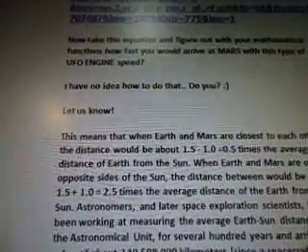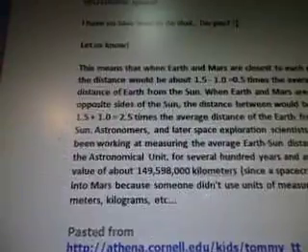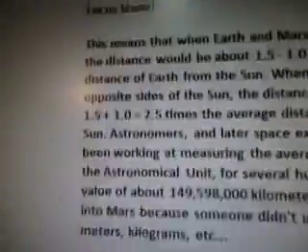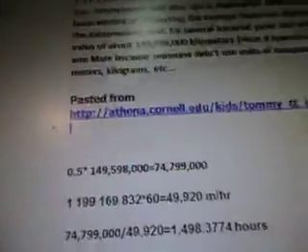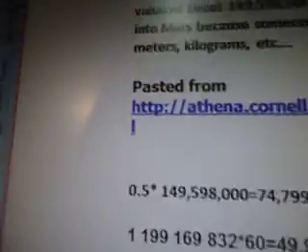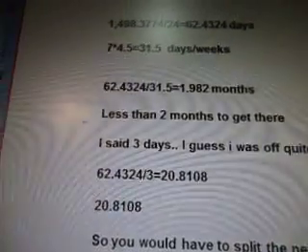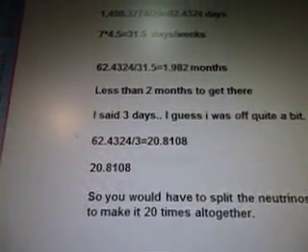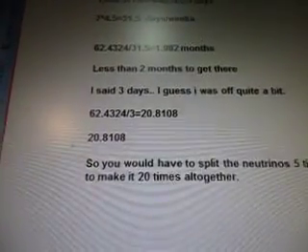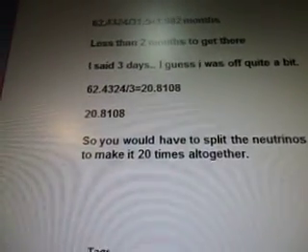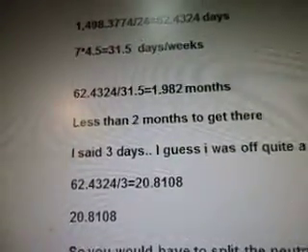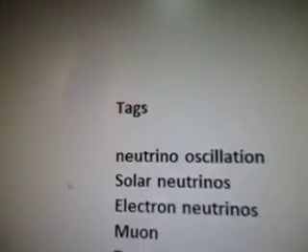This means that when Earth and Mars are closest to each other, the distance would be... Okay, so there's a calculation of Earth and Mars, and I got a quote from Athena. So then I did some calculations, and I took the speed that we need, and we can get there in 2 months, and I wanted to get there in 3 days. So you'd have to split the neutrinos 5 times in order to make it 20 times altogether to get there in 3 days to Mars. And here's some tags.